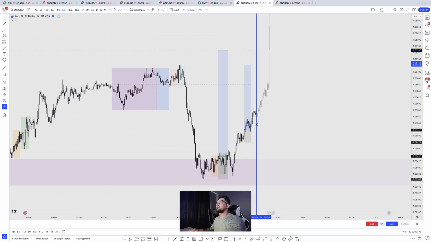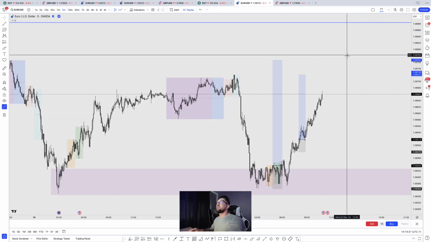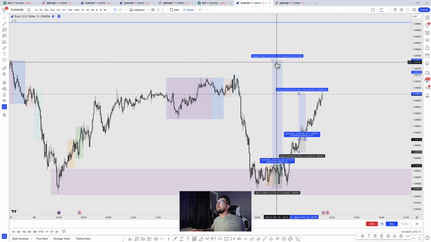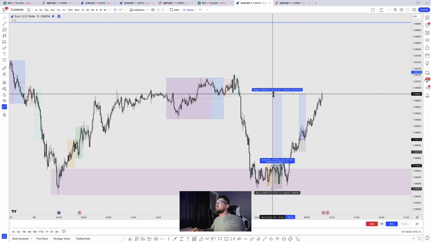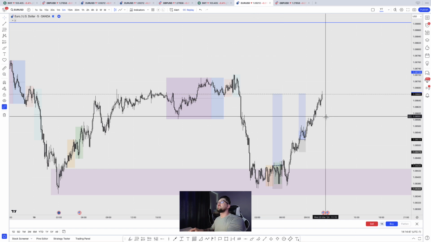So I closed before FOMC. My bad. I usually close 5 to 10 minutes before FOMC, regardless of where price is and how many R it is. These two ended up totaling 7R. My stops might be a little off, but these two totaled 7R.